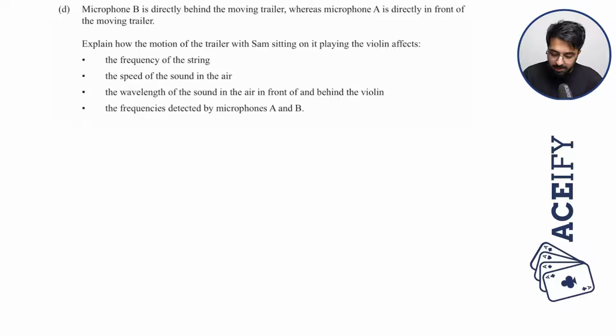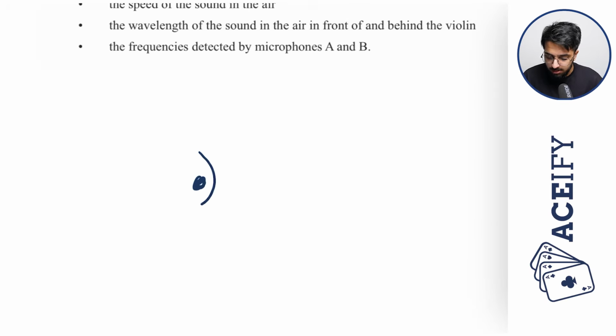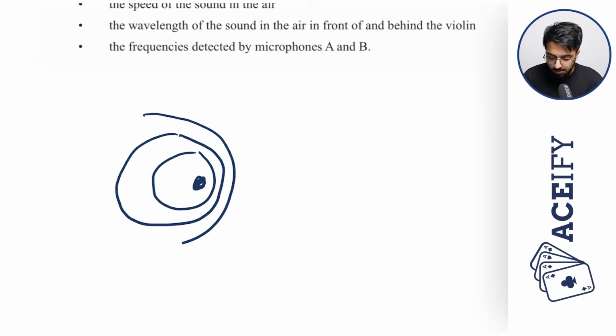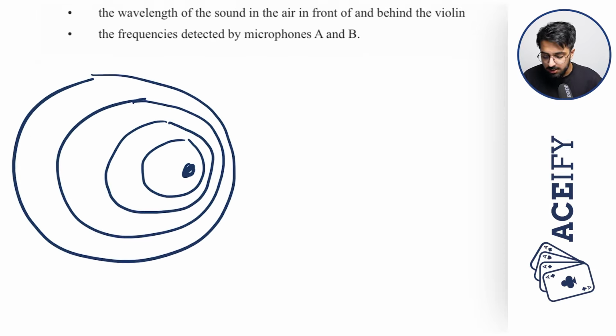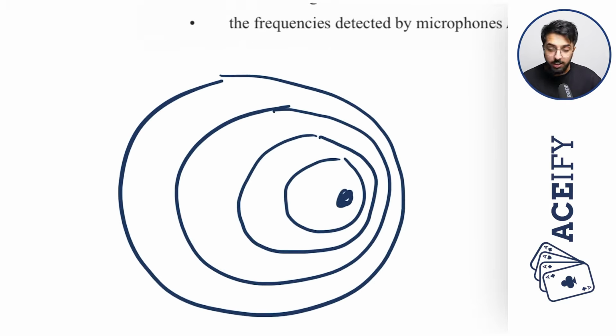If we were to simplify this diagram and draw the trailer as a dot, and we are looking from the top point of view now, from a bird's eye view. As this trailer moves to the right and it produces wavefronts, it's going to catch up to previously emitted wavefronts, like so. And because it's catching up to previously emitted wavefronts, the wavefronts at the front are going to be bunched up, whereas the wavefronts at the back are going to be spread out.